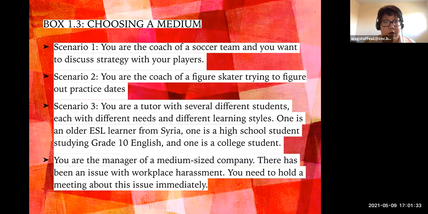Scenario four, you are the manager of a medium-sized company. There has been an issue with workplace harassment. You need to hold a meeting about this issue immediately. So, all of these scenarios are different. What kind of medium would you use in each of these scenarios? The answer to each of these scenarios is not necessarily only one answer. So you might want to think about it and decide what kind of medium is best for each of these situations.